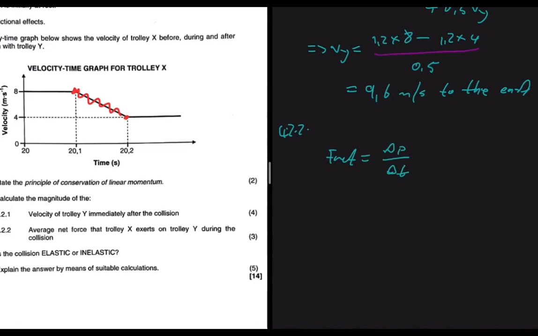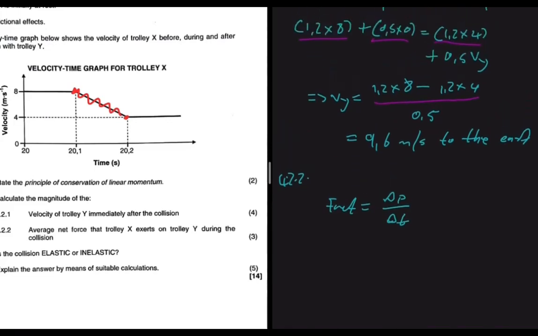Let me explain why I'm using trolley X instead of trolley Y. The velocity of trolley Y, we calculated it ourselves, right? So what if that velocity is wrong and then we use it again? There's a good chance that that answer will also be wrong, assuming that there's no positive marking. So let's just stick to trolley X because we're going to be using the velocities that are given to us. So there's no way we can go wrong with the values.